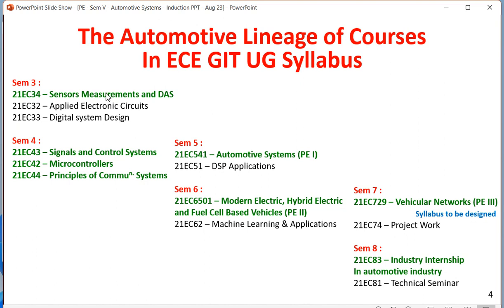So starting from semester 3 up to semester 8, where all automotive systems have their bearings, you can find in this slide. This is a very important slide. You can keep it whenever you are seeing this video.